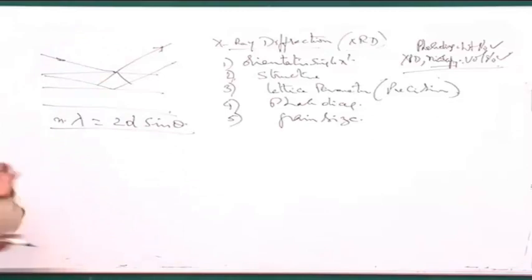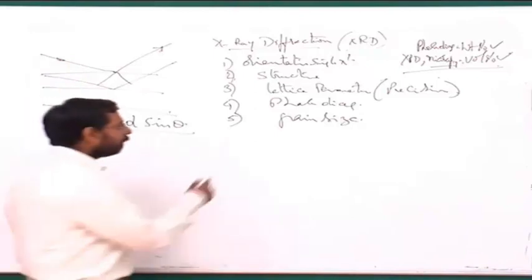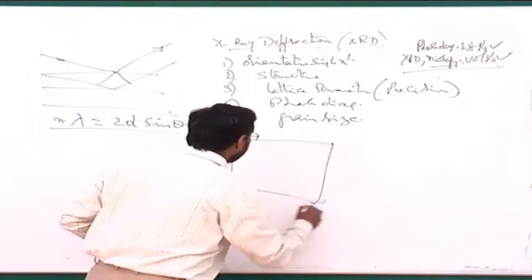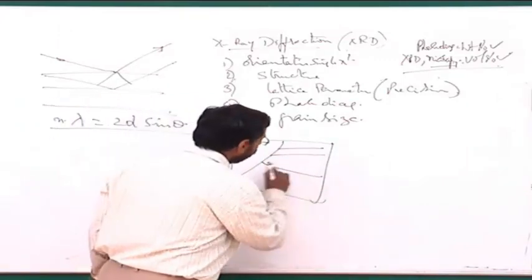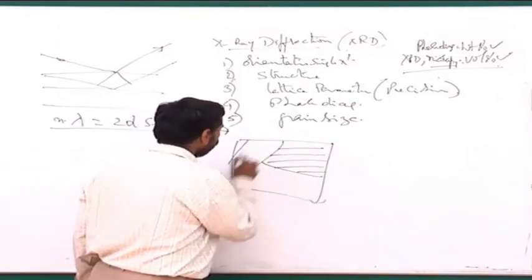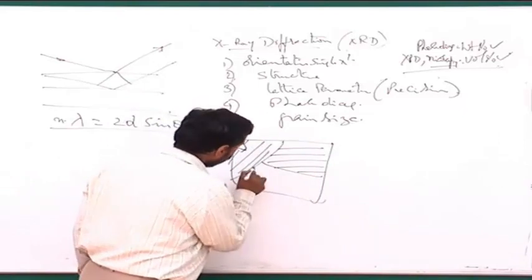This has been arrived at assuming that there are an infinite number of planes below that. And that means my grain size is infinite. If the grain size is finite, that means the number of planes inside the grain is limited. Please remember one thing, that whenever I am talking of a material with different grains, the orientation here is different, and the orientation here is different, and the orientation here is different.